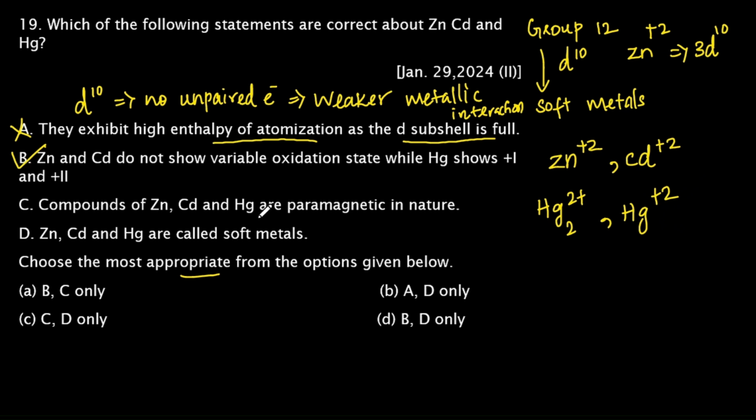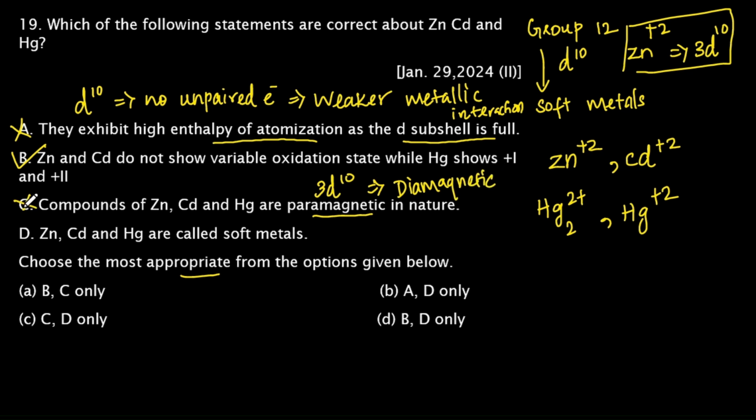Compounds of zinc, cadmium, mercury are paramagnetic, which is wrong. It is already having 3d10 configuration. I already told, in +2 oxidation state also it exhibits 3d10 configuration only. So their compounds are having fully filled d orbital. So fully filled d orbital means there are no unpaired electrons. So that should be diamagnetic. So the statement C is wrong.